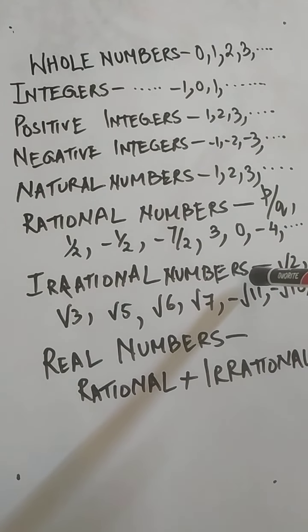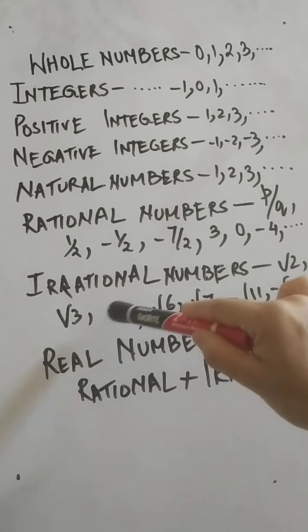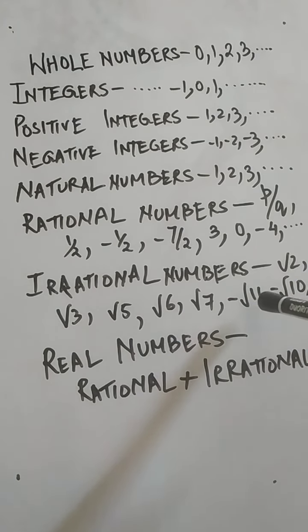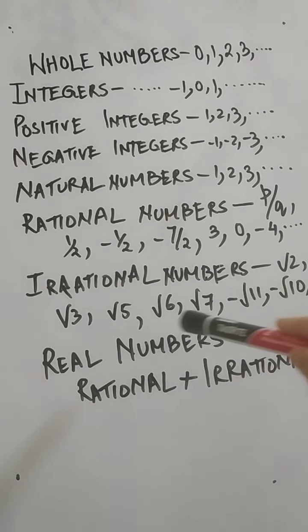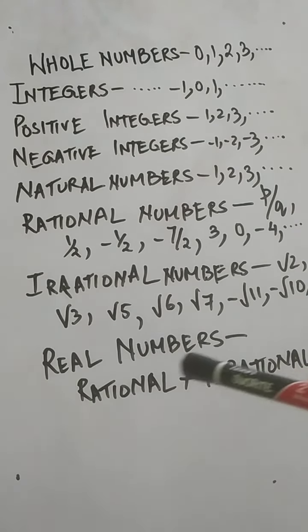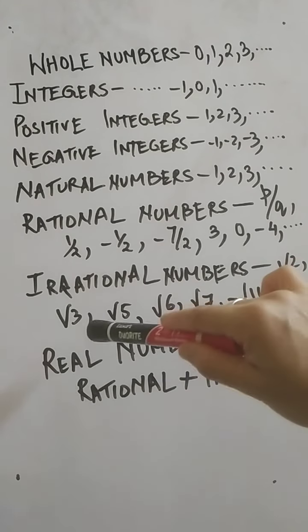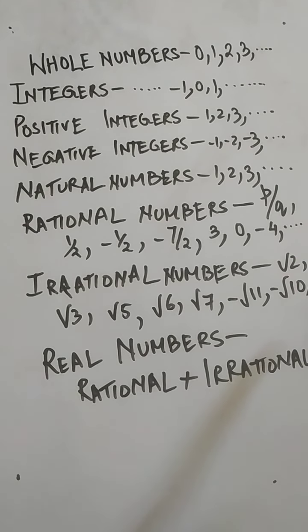Now irrational numbers. There are lots of irrational numbers. For example, we have just written root 2, root 3, root 5, root 6, root 7, minus root 11, minus root 10, dot, dot, dot, which means there are lots of irrational numbers and all of them are not written here. Just a few are written over here.